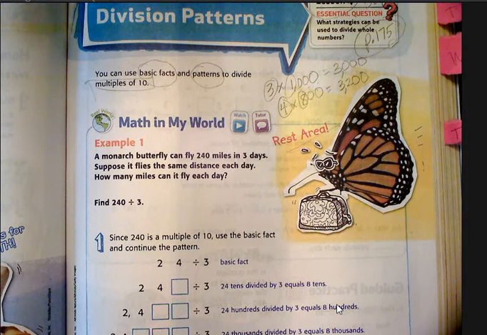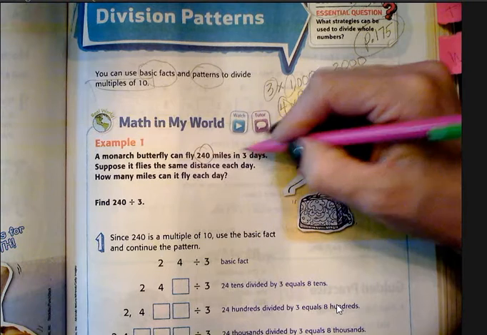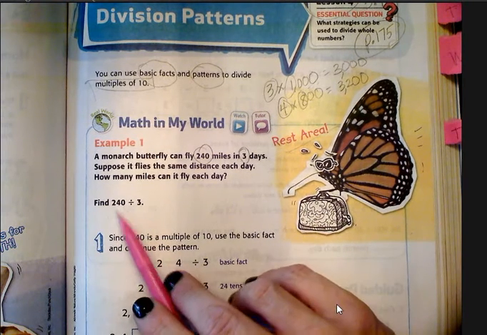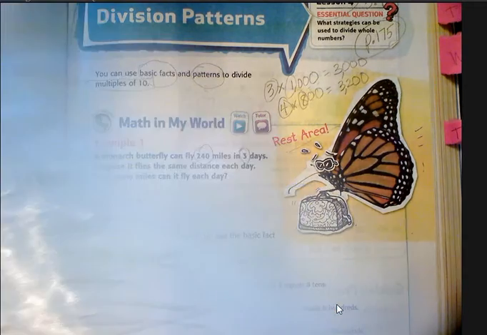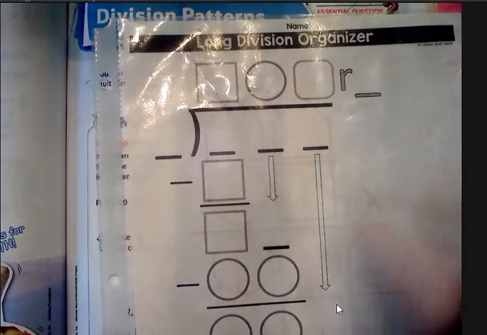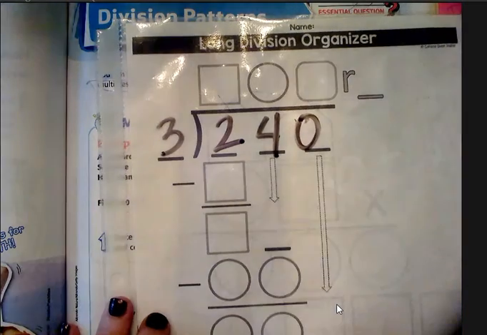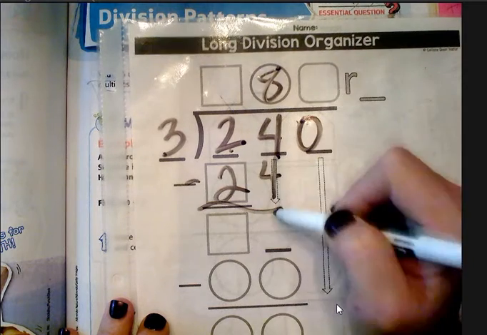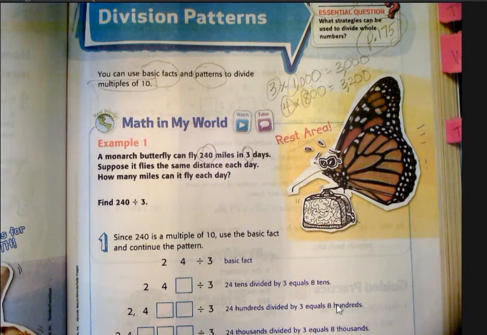So example 1. A monarch butterfly can fly 240 miles in 3 days. Suppose it flies the same distance each day. How many miles can it fly? So we're going to find 240 divided by 3. Now we could certainly get out this book or our paper and do 240 divided by 3. 3 can't go into that 2, but it can go into 24 is 8, 24, 0, bring down 0, and get 80. We could certainly do that, but we also can look at some patterns and see.